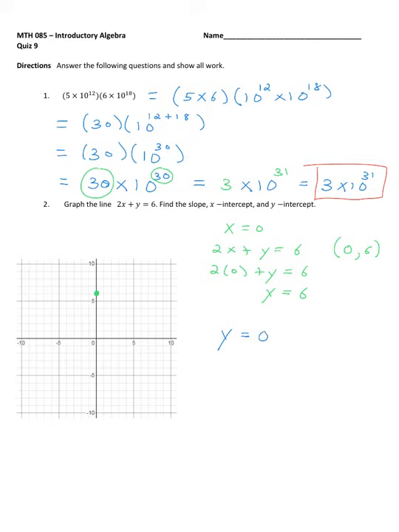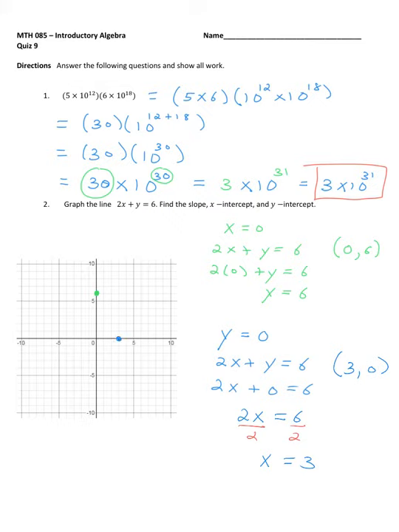If I let y equal 0 in the equation 2x plus y is equal to 6, it'll make solving for x very easy. We get 2x plus 0 is equal to 6. And since 2x equals 6, after dividing both sides by 2, we get that x is equal to 3. So that's the point 3 for x and 0 for y, which I'll mark right here.